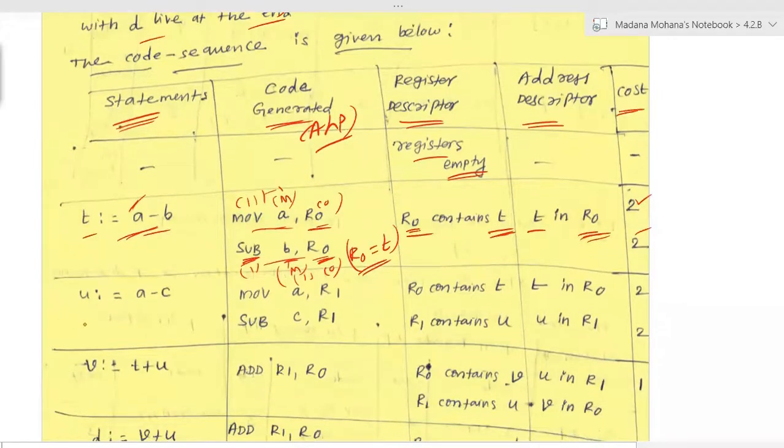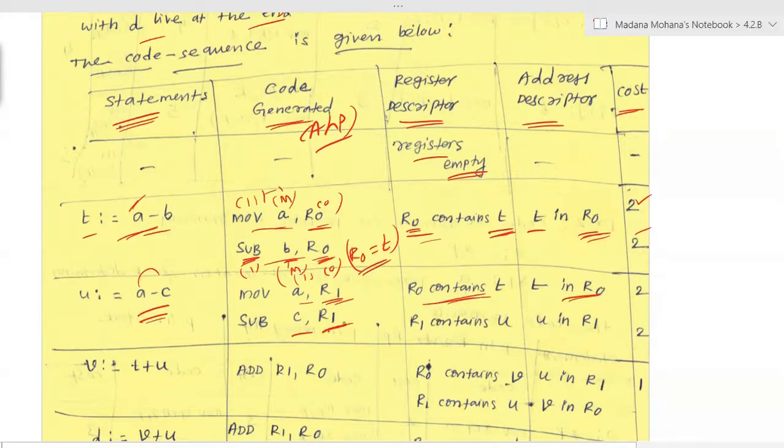Then the second one, U equal to A minus C. First you have to move A to another register, move A comma R1, then subtract C from R1. Now you can see that the previous one you have to continue. Why? Because this is one basic block. These are not independent three address statements. So previously R0 contains T, which you can take as it is. Now T is in R0.